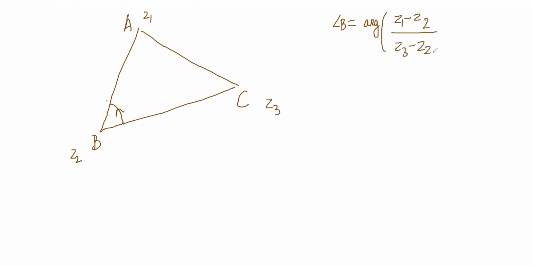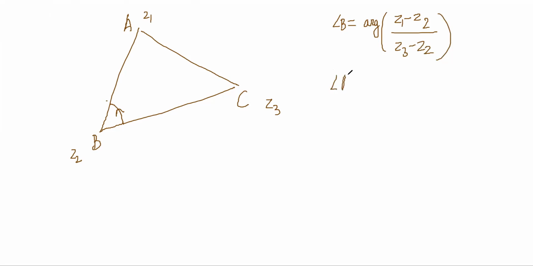Now for any triangle I can show you how to write angles using complex numbers. For example here, this is Z2, this is Z1, this is Z3. I need this angle, so I will make an anti-clockwise arrow. Angle B will be equal to the argument of the more anti-clockwise side by the less anti-clockwise side. This is the more anti-clockwise side, so that is the bigger angle. So it is Z1 minus Z2 by Z3 minus Z2, right?